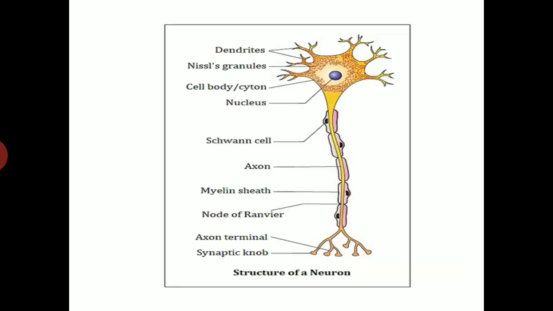Now see the structure of a neuron. It is divided into three main parts: the cell body, this is the dendrites, and this is the axon. The cell body contains a nucleus and cytoplasm, and in the cytoplasm there are Nissl granules. The process coming out from the cell body is known as a dendrite, and the long process coming out from the cell body is known as an axon.